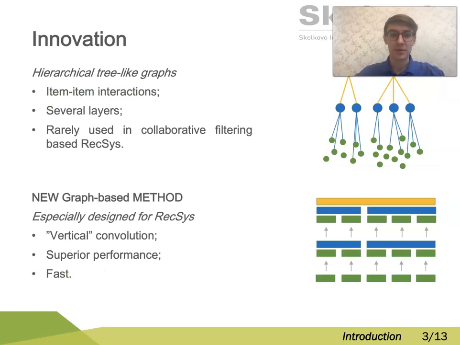So we introduce hierarchical tree-like graphs to address the cold start problem for items. Thus, incorporating these item-item interactions, we try to avoid cold start for items. So generally, we introduce a new graph-based method which is especially designed for recommender systems and uses so-called vertical convolutions on tree-like graphs. It is fast and yields superior performance in terms of metrics.